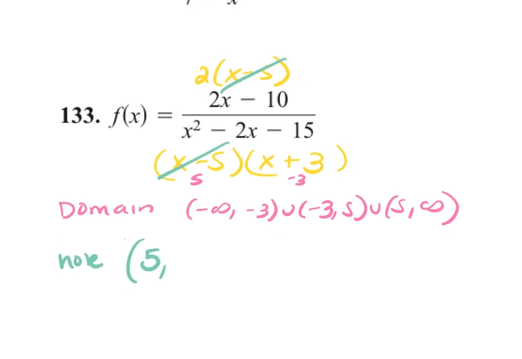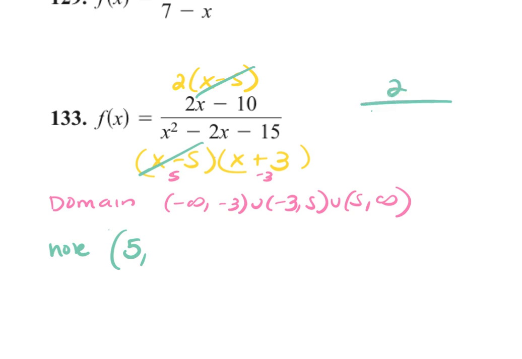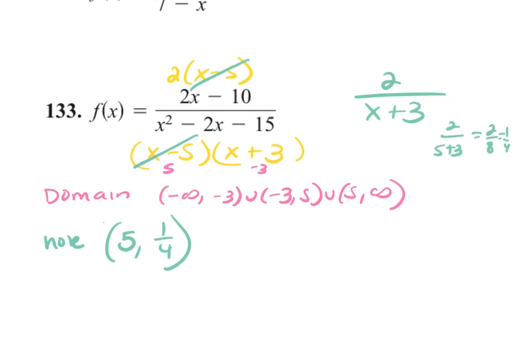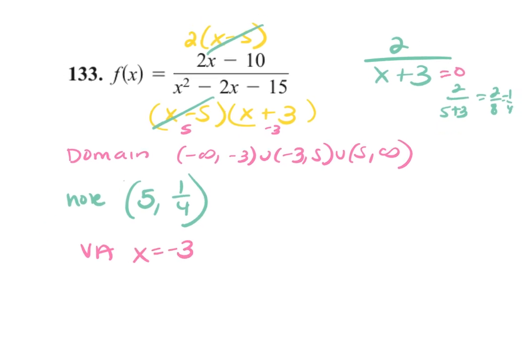And then everything else, we use the updated function to find. So I would take that 5 and plug it in. I'd get 2 over 5 plus 3, or 2/8, which is 1/4, and that's the y coordinate of your hole. And then for the vertical asymptote, set my denominator equal to 0. I get x equals negative 3. And then for the horizontal asymptote, the exponent in the top is smaller than the one in the bottom, so it's y equals 0. There's no slant.